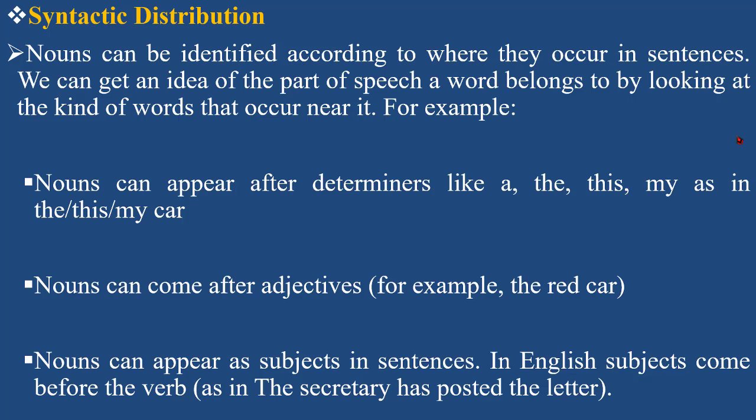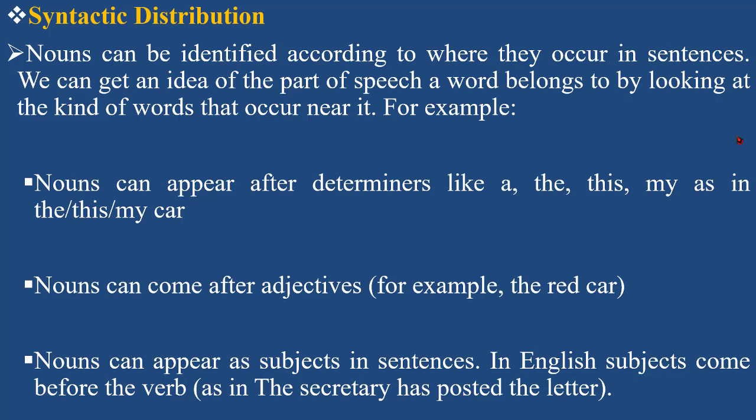Nouns can come after adjectives. For example, the red car. Okay, so we know that nouns come after the adjective. So even if you don't know that car is a noun, automatically when you say the red car, it's a noun. Okay, that's the position of nouns.